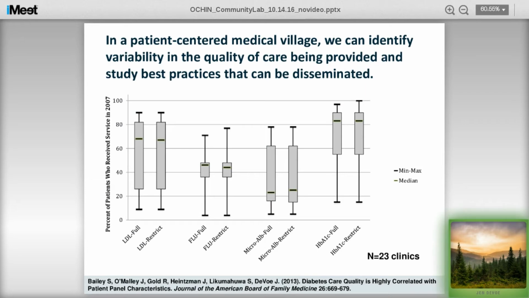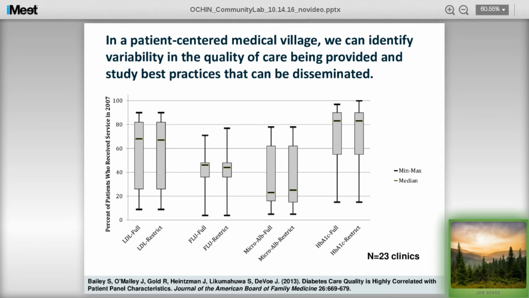So here's an example of one of the early studies that we conducted in this patient-centered medical village. We looked at data quality, and we said, gosh, across 23 clinics, and that was in the early days when OCHIN was much smaller, we wanted to get a sense of how well we were doing with some of the traditional quality metrics related to what we should be doing for diabetics. So how many of them had had an LDL checked? How many of them had had a flu shot? How many had had a microalbumin or a hemoglobin A1C screening test?